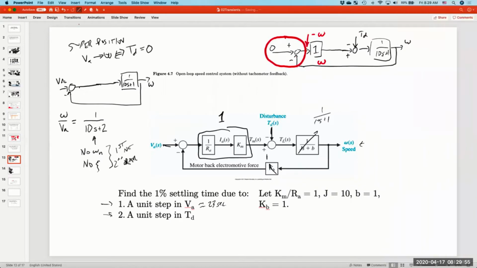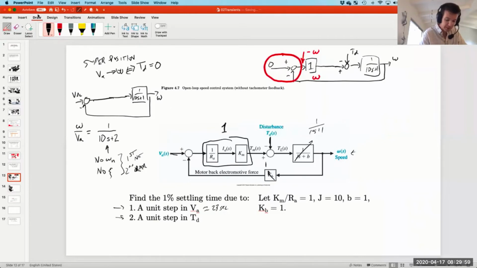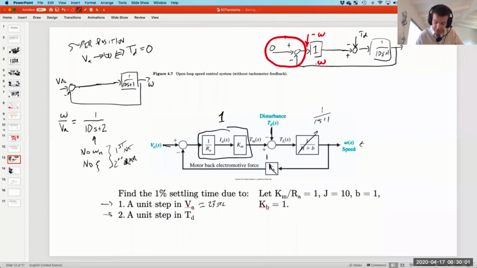Oh, okay. Yeah. So let's go back to black. Okay, so this red blob is the same as a -1 gain, where the omega signal comes in here and the negative omega signal comes out there. That number 1 block is still a number 1 block, and we get a minus plus here.